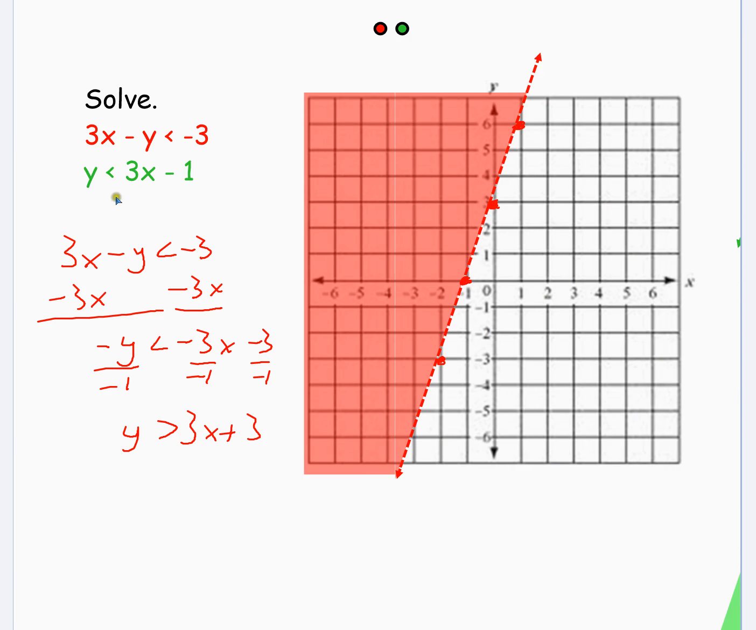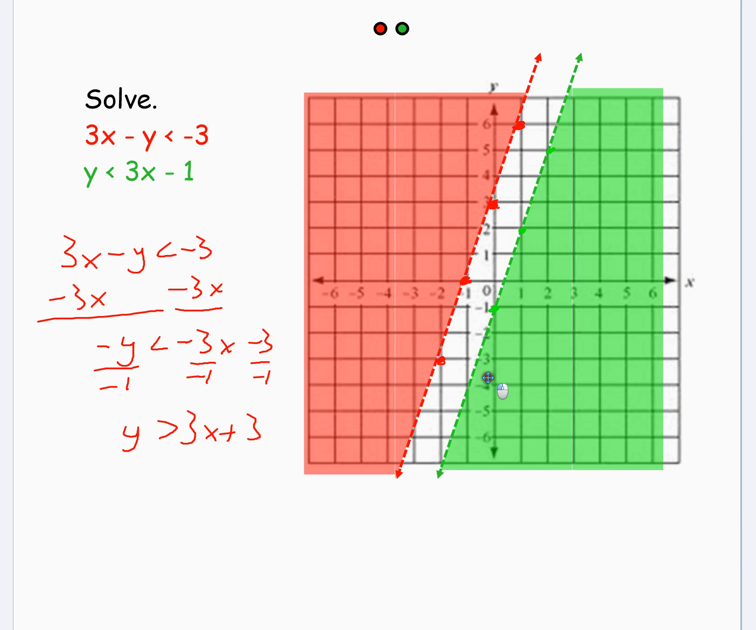And then let's take our green inequality here and graph that. So we know this goes through -1 on the y-axis. Once again, we want to have a slope of 3, so up 3 over 1. We can graph that. Here's the graph of that line. Again, it's dashed because it does not have the or equal to. And this is a less than, so we're going to shade below that.